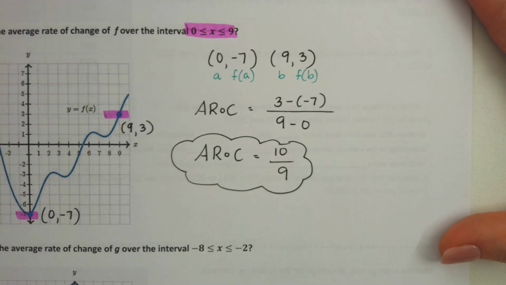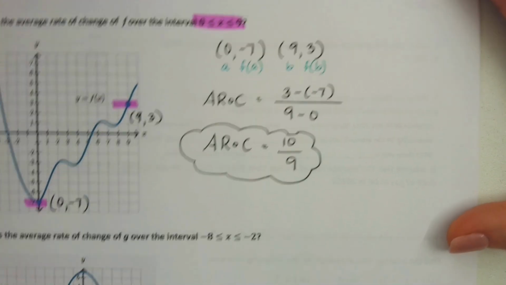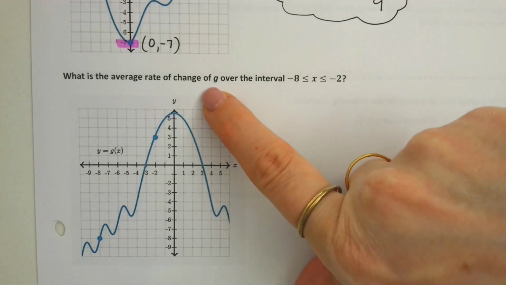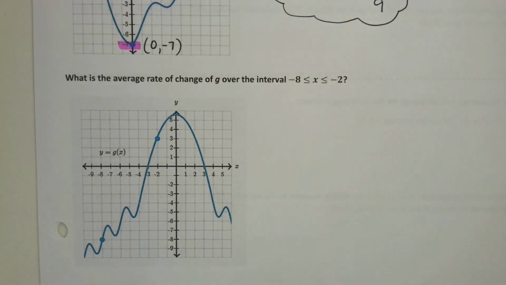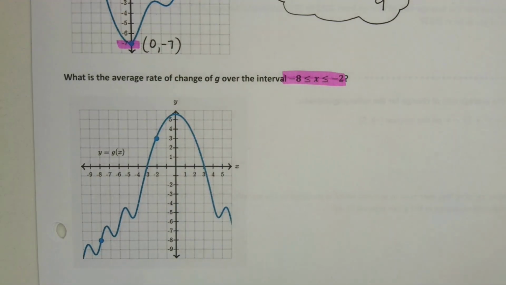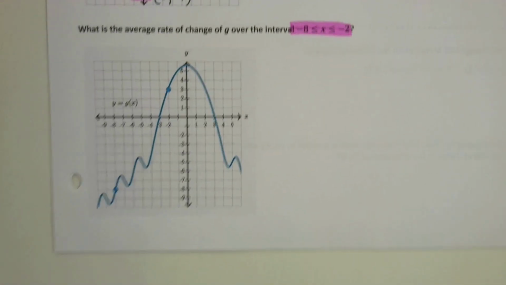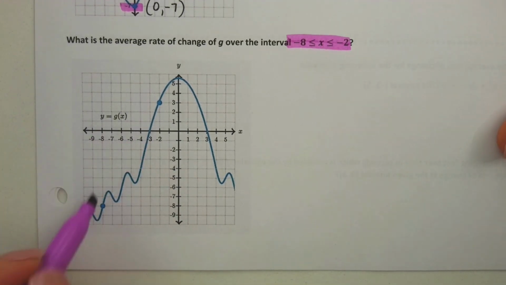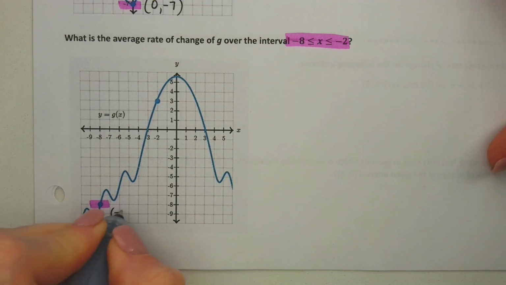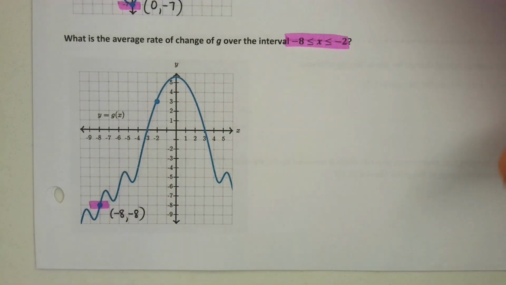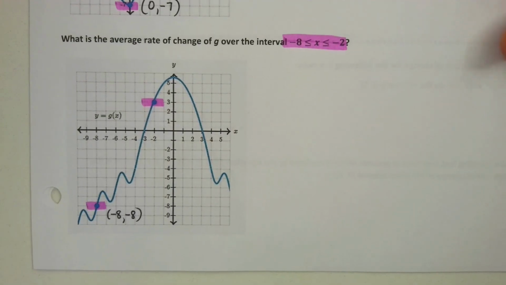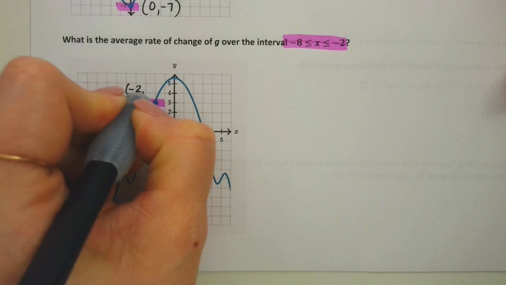All right, looking at the second one. The second one's a polynomial function just facing a different direction, but still a polynomial function. This one's name is function g, and we want to find the average rate of change over the interval from when x is negative 8 to when x is negative 2. So again, first thing I would do is identify those 2 points. When x is negative 8, that is this point down here. Negative 8, negative 8. And then my second point when x is negative 2, this is right here, which is negative 2, 3.